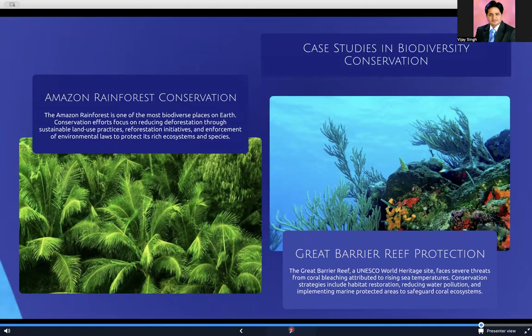Some of the case studies in biodiversity conservation worth reading are the Amazon rainforest conservation and Great Barrier Reef protection. I would strongly advise you students to do a little bit of research on these two case studies.